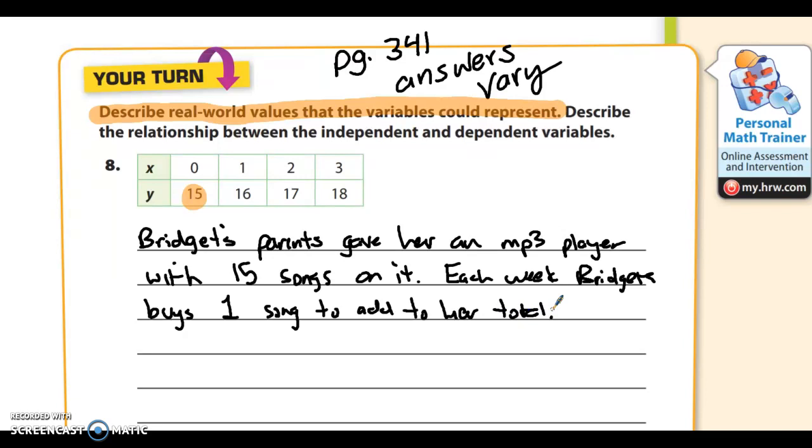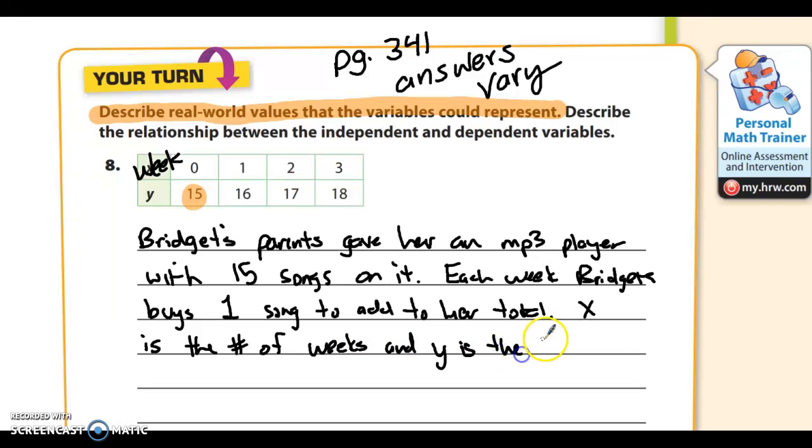So what's going on here? Well, this is week number 1. Or that's week 0, she was given the MP3 player, and then after week 1 she now has 16 songs, and after week 2 she has 17 songs, after week 3 she has 18 songs. So what we're going to do here is we're going to say x is the number of weeks, and y is the number of songs.